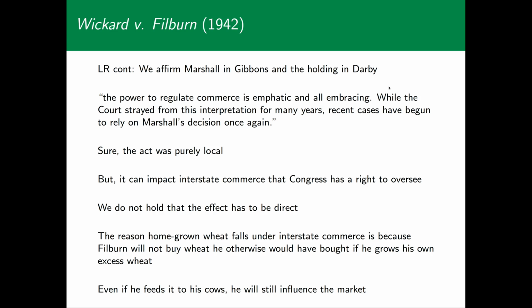They say another reason that Filburn's wheat is definitely interstate commerce is because he doesn't have to go out and buy the wheat, right? So again, if we're talking about supply and demand, Congress is initially worried about too great of a supply. But by allowing people to grow excess wheat, then it's an issue about demand. So if the ultimate purpose of the law was to regulate price swings, the idea is controlling both supply and demand to regulate the market. It has to work both ways. So again, even if he feeds his cows, his kids, whatever, it still ultimately influences the market.